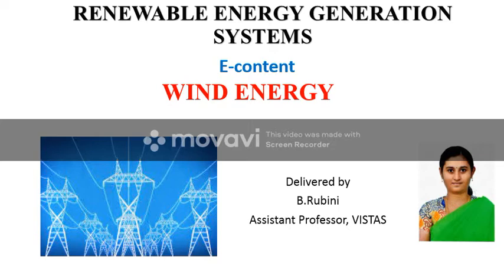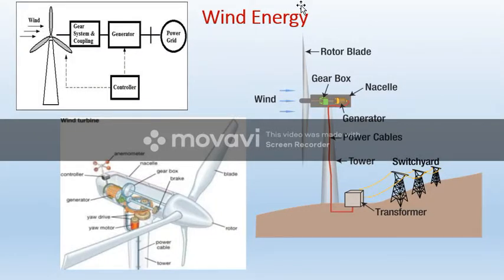Now we can see the block diagram of wind energy. Wind is directly lifted into the rotor blades. The rotor blades are connected to the gearbox of the system. The gearbox is connected to the generator. Wind lifted into these blades.